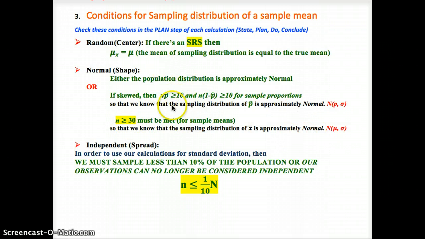So you couldn't check it this way. They're similar in the fact that if the population is approximately normal, we're already good. We don't need to check this. If not, then we need to check this one up here for sample proportions, and the central limit theorem, n is greater than or equal to 30 for sample means. Finally then is the same independent condition for spread, so we can use our formulas for standard deviation. We have to sample less than 10% of the population. Otherwise we can no longer consider our observations to be independent, similar to what we talked about with binomial distributions.